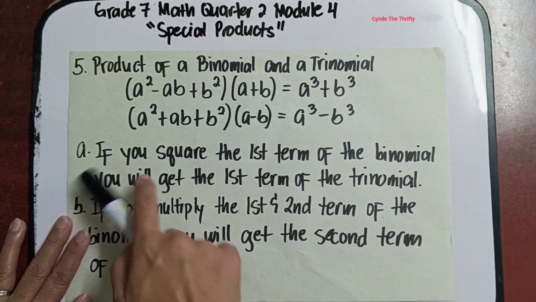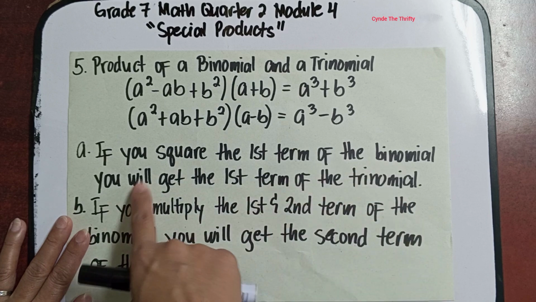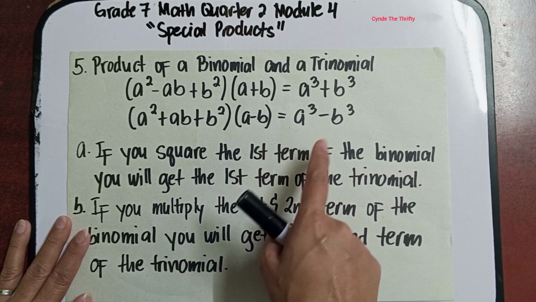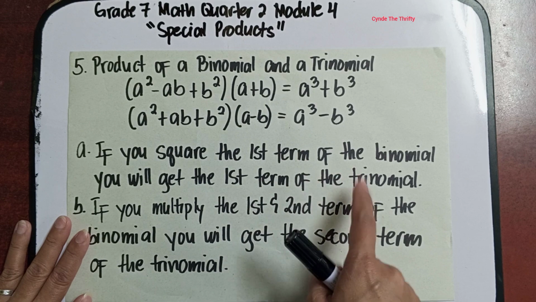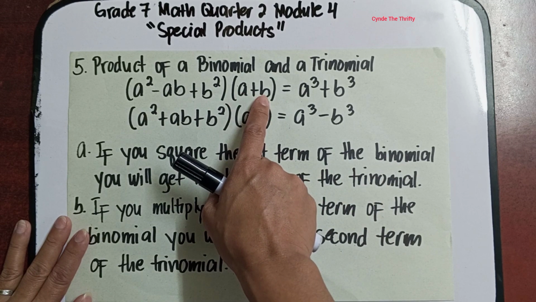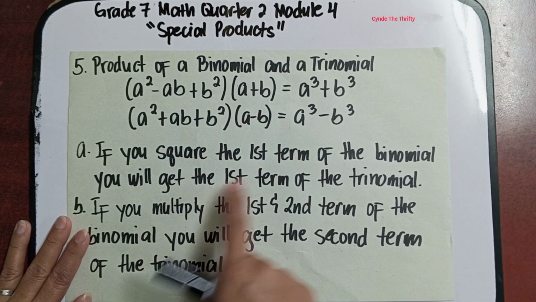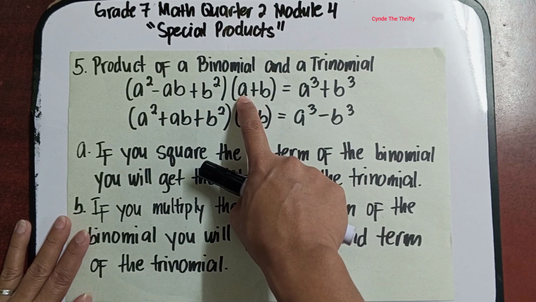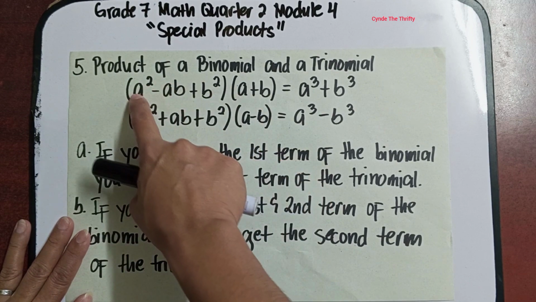Okay, first, if you square the first term of the binomial, you will get the first term of the trinomial. Ibig sabihin, kapag i-square mo daw yung first term ng binomial, makukuha mo ang first term ng trinomial. For example, ito, A plus B ang ating binomial. So, ang first term ng binomial natin is A. Kapag i-square mo si A, makukuha mo ang first term ni trinomial. Okay, so A squared, of course, A squared.